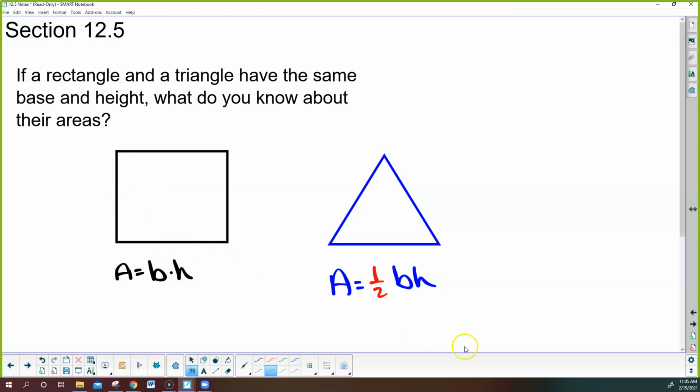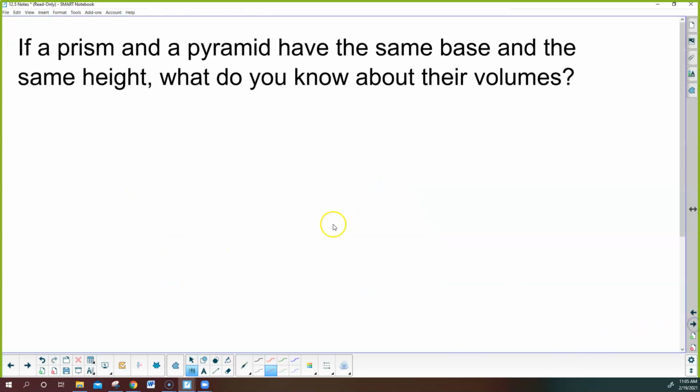Well, what if we think three-dimensionally now? Okay, so don't write this either. This is just kind of, again, to get your brain going. So what if I give you a prism and a pyramid that have the same base and the same height? What do you know about their volumes? So let's assume that I can draw a nice, perfect cube. All right, so I'm going to call that a cube, and we know that since it's a cube, all of these side lengths would be the same, right? So what do we know about their volume?